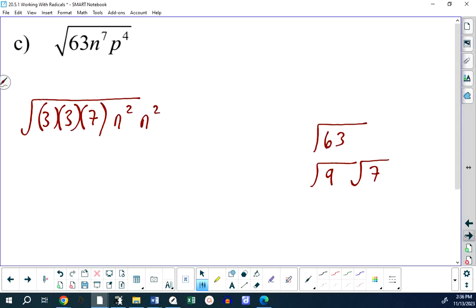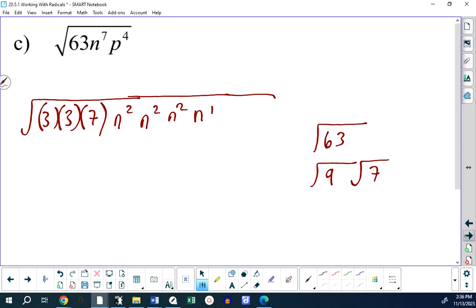Is there another n squared? Is there a fourth n squared? No. What do we have left over, Taya? Just n to the 1. Okay, so that means anything with a squared is going to go away and become a single base on the outside.